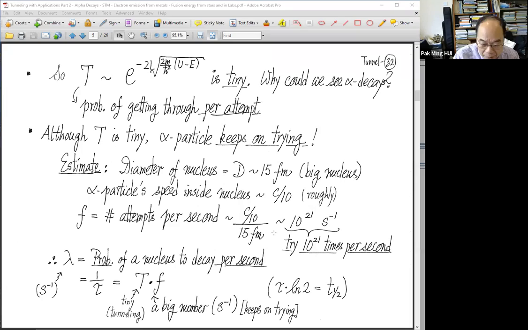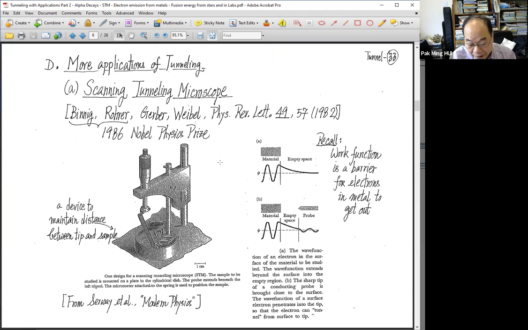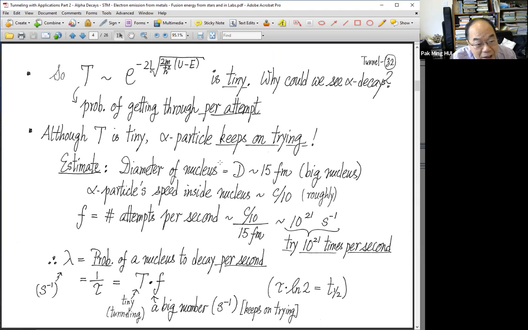So that is consistent with the tunneling picture. So that is the alpha particle story.